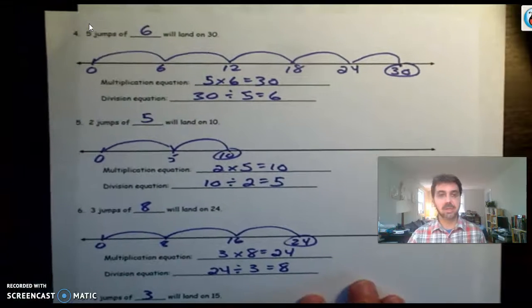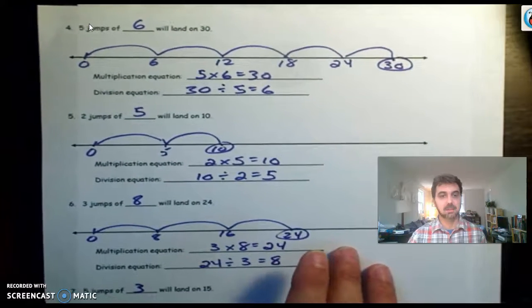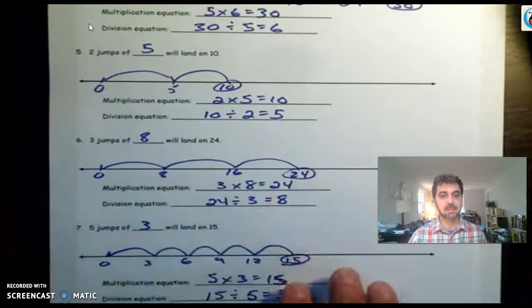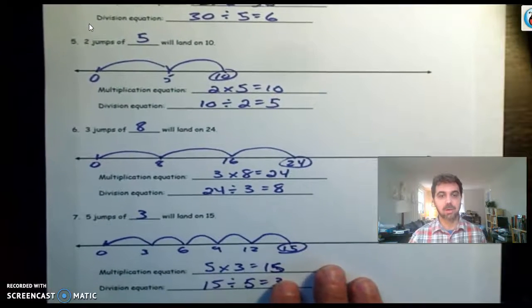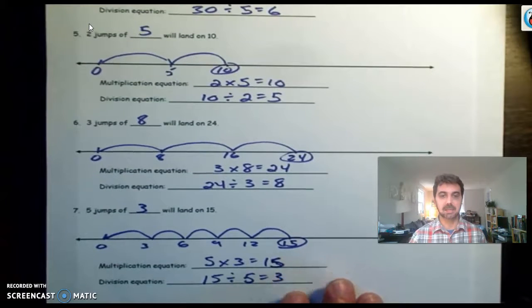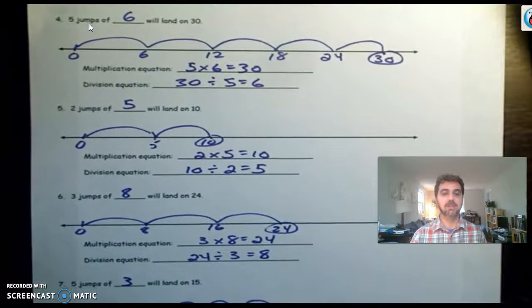And the last page was here. I got 5 jumps of 6. Here I got 2 jumps of 5. 3 jumps of 8 gave me 24. And 5 jumps of 3 gave me 15. So again, feel free to pause the video if you need to take a look at that.